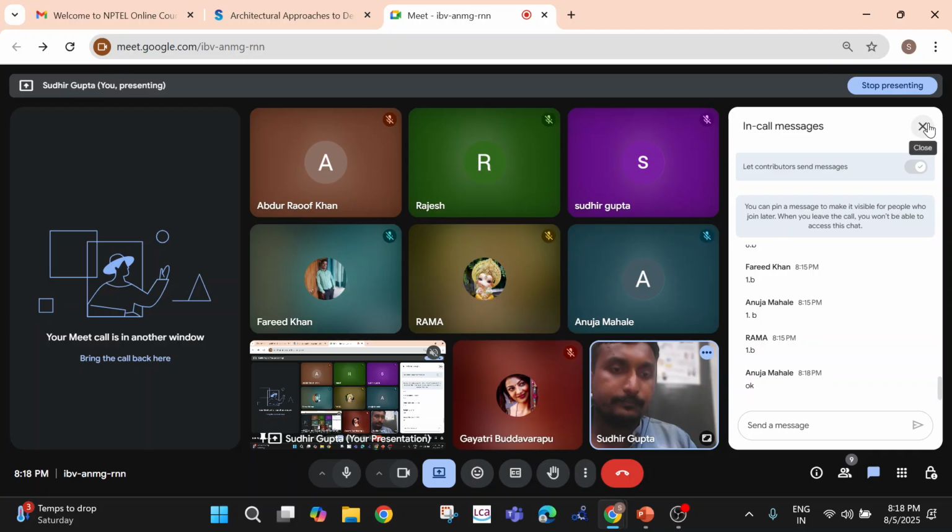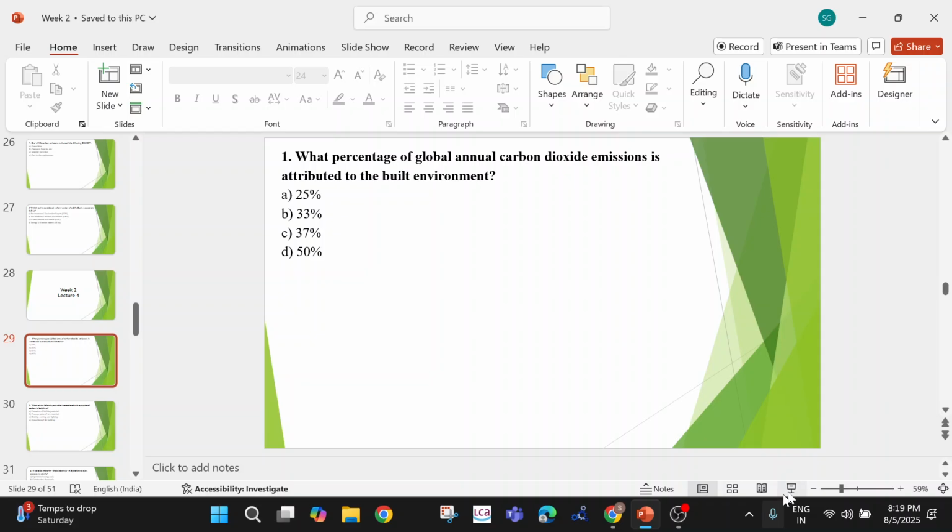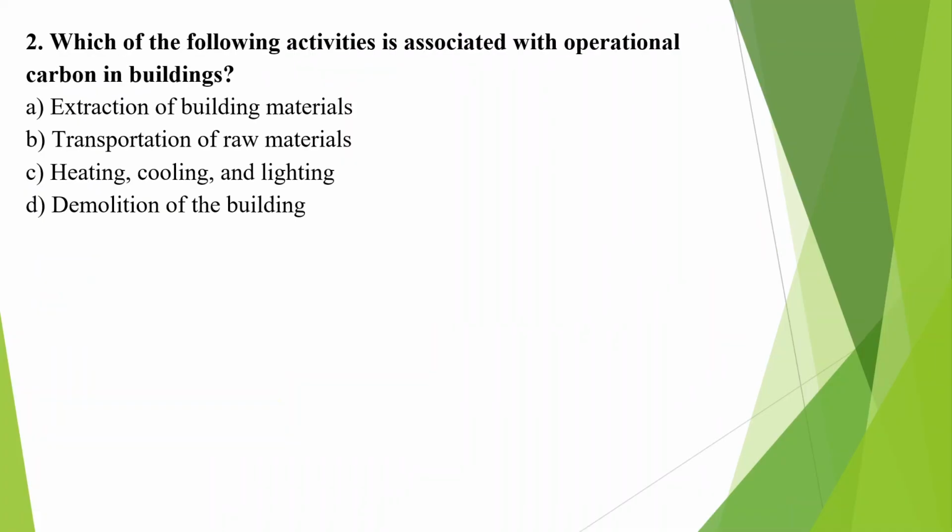Okay. So here is the second question then. Try to give an answer to the second question: Which of the following activities is associated with operational carbon in buildings?